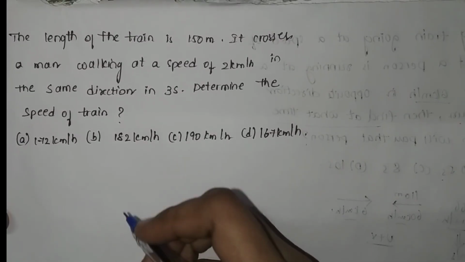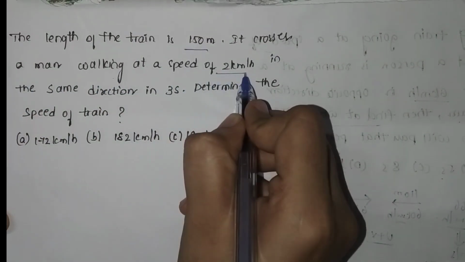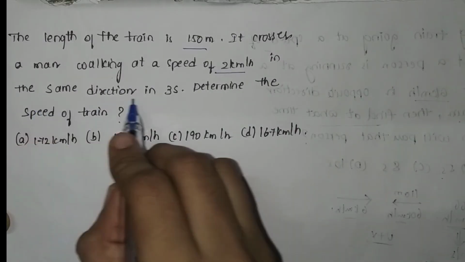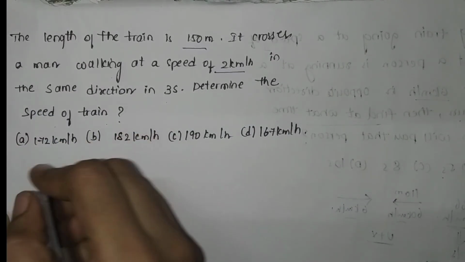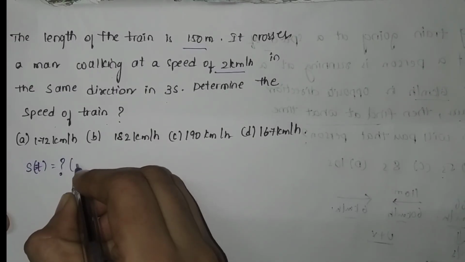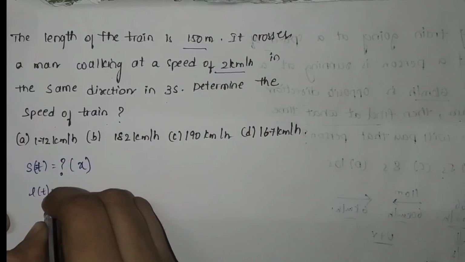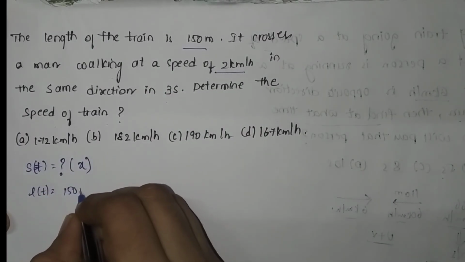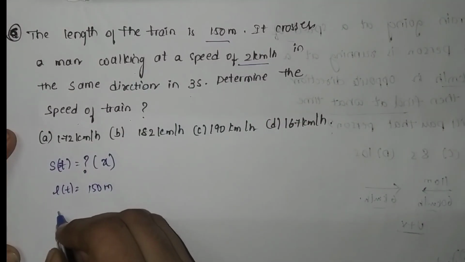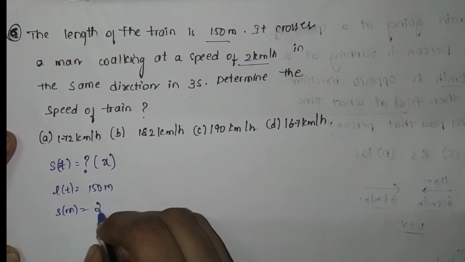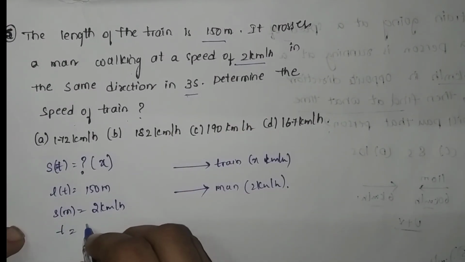The next problem is, the length of the train is 150 meters. It crosses a man walking at a speed of 2 km per hour in the same direction in 3 seconds. Determine the speed of the train. What we need to calculate? Speed of train. We can assume it as x. Next, they give the length of the train is 150 meters. They gave the speed of the man, 2 km per hour. And the time taken is 3 seconds.